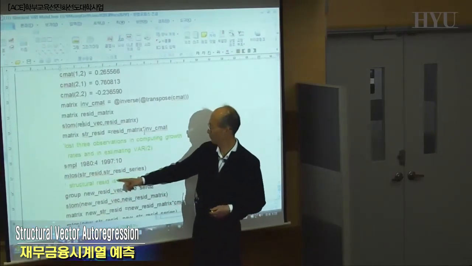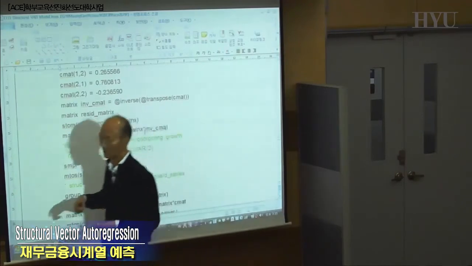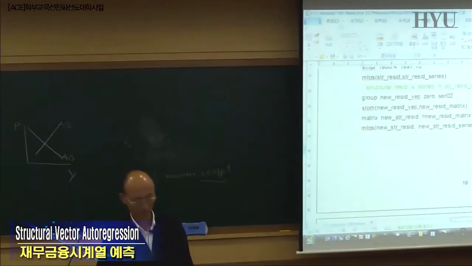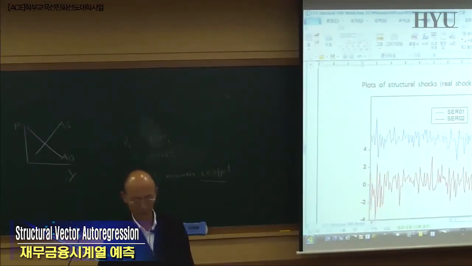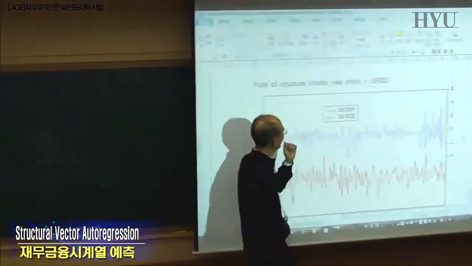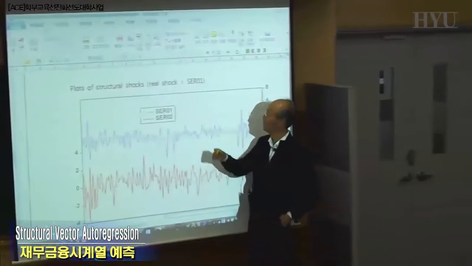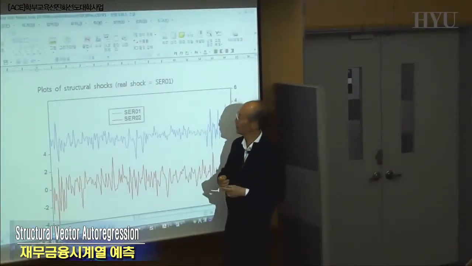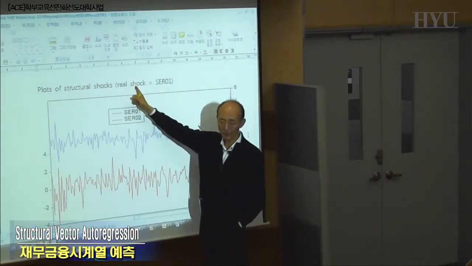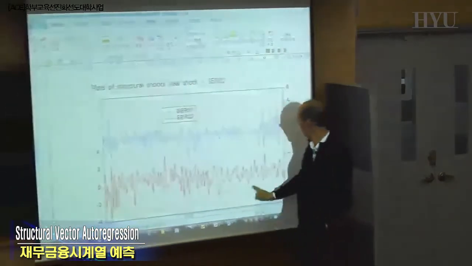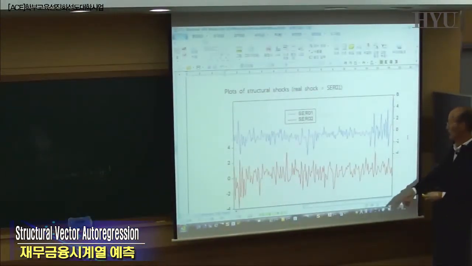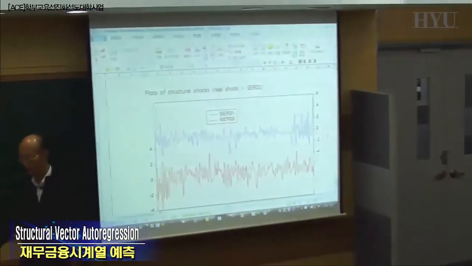the STR residual series. The STR residual series have two series. The first one is what we define as the real shock. The second one is the nominal shock. Okay. And this is a plot. And our sample period ends in October, right?